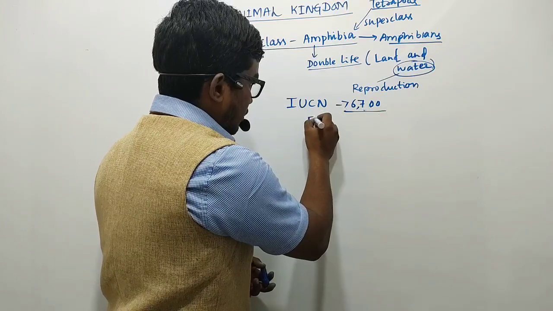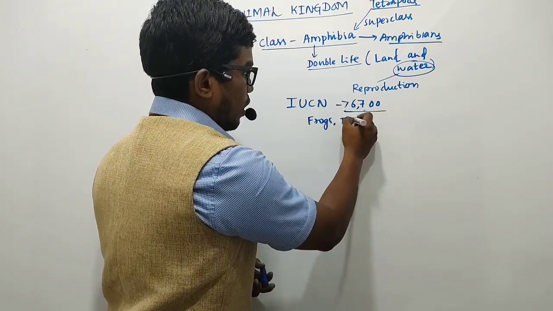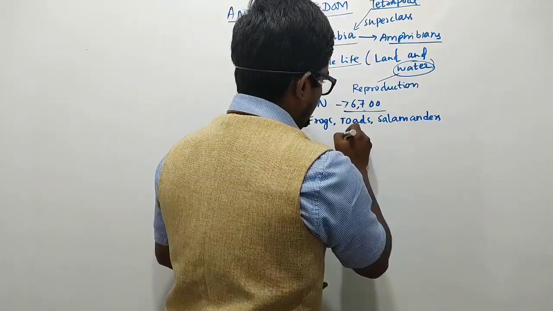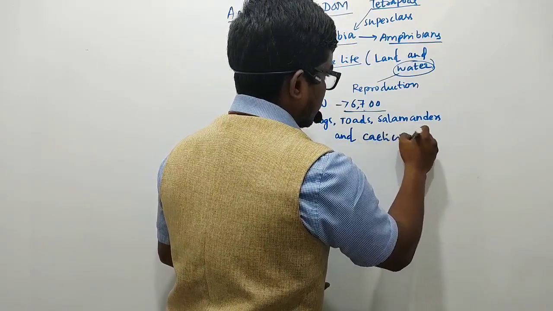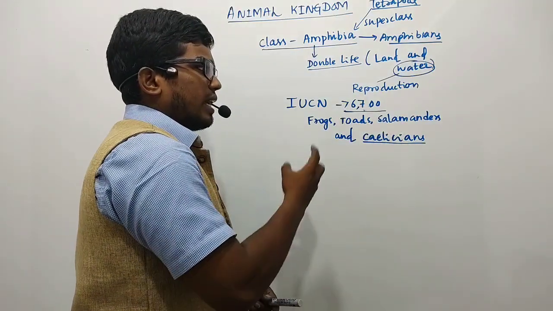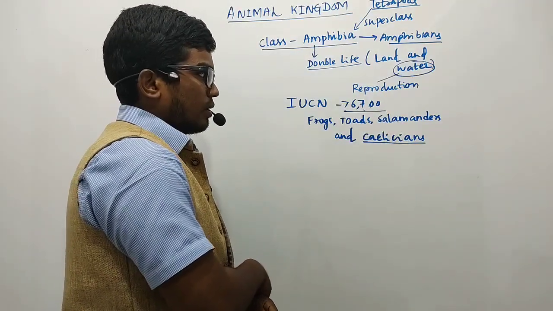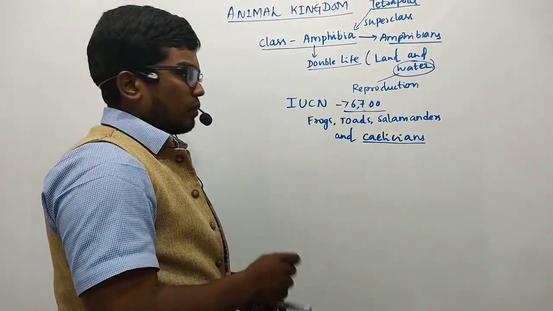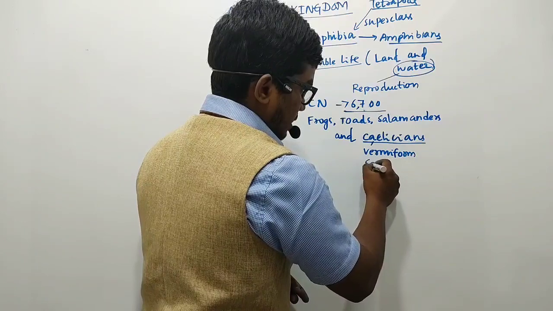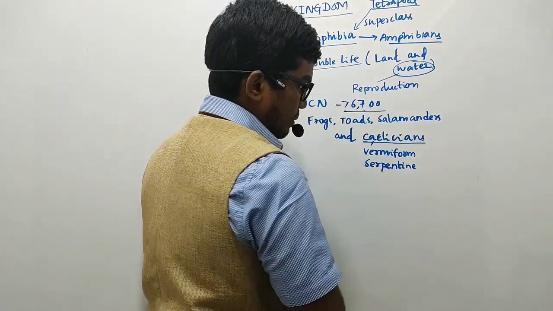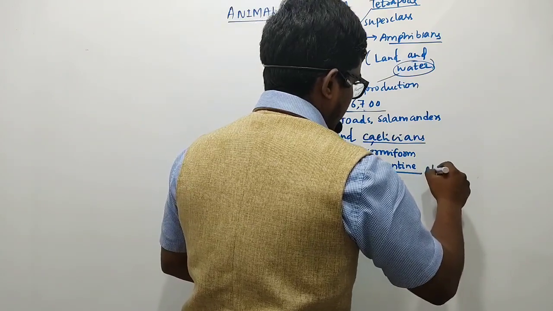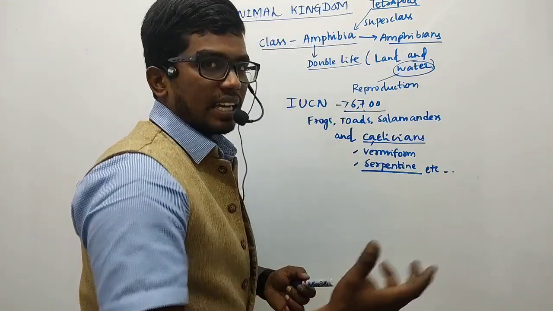It includes animals like frogs, which you are all familiar with, toads, then salamanders and caecilians. Frogs, toads and salamanders are reptile-like amphibians. Then we have caecilians. What are caecilians? These are vermiform, worm-like amphibians, or serpentine-like amphibians generally. Serpentine indicates snake-like.